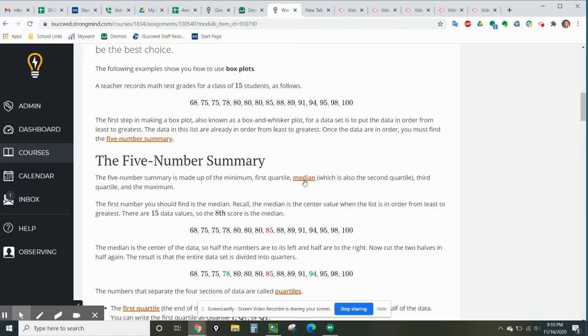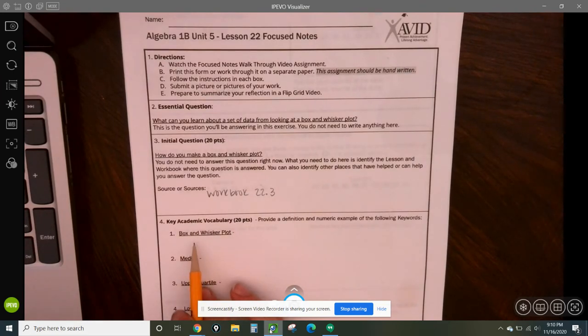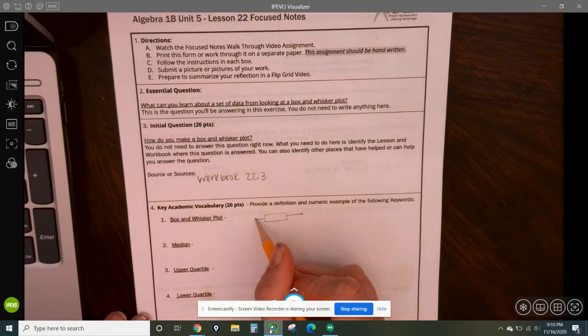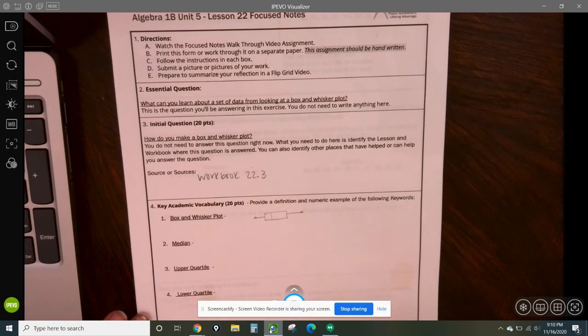So the first vocab word here on our focus notes is box and whisker plot. And so what I actually want you to do for this vocab is actually we're going to draw a picture. So we'll go into more details on this in a minute, but right now I just want you to draw this picture, something like this for your box and whisker plot. And I will explain all the different parts here in a second, but for our definition, I just want you to draw this picture so you remember what it looks like. We got this box in the middle and some whiskers coming out. That's why it's called box and whisker plot.